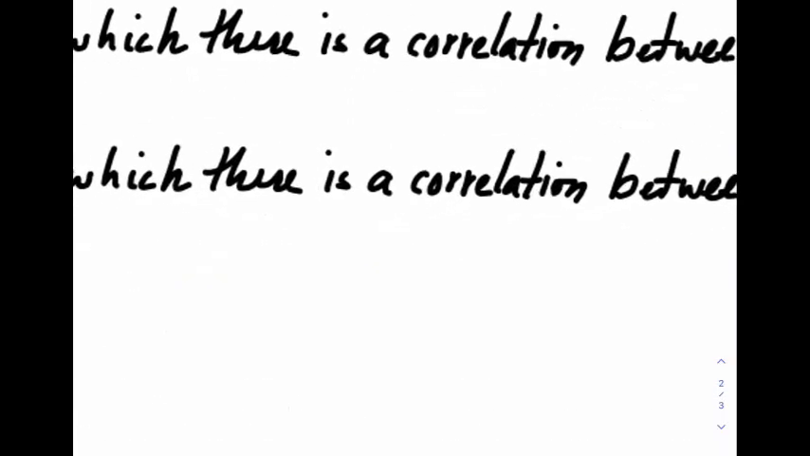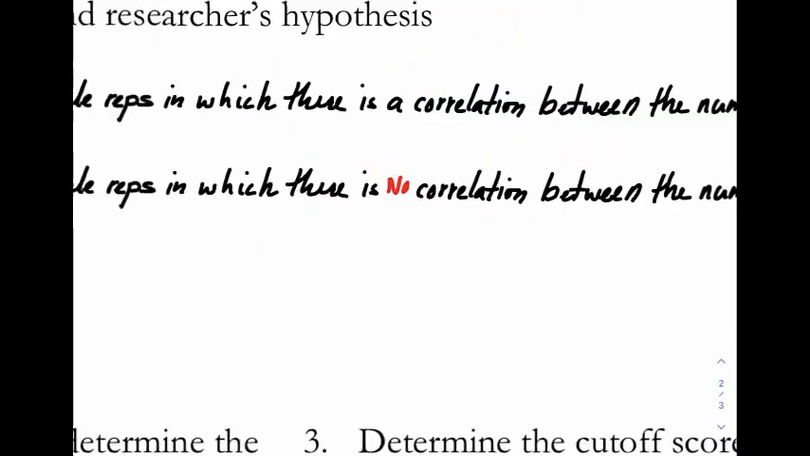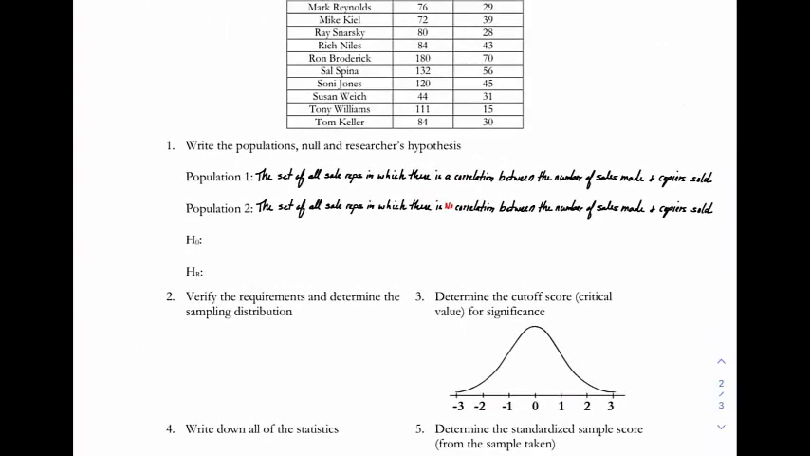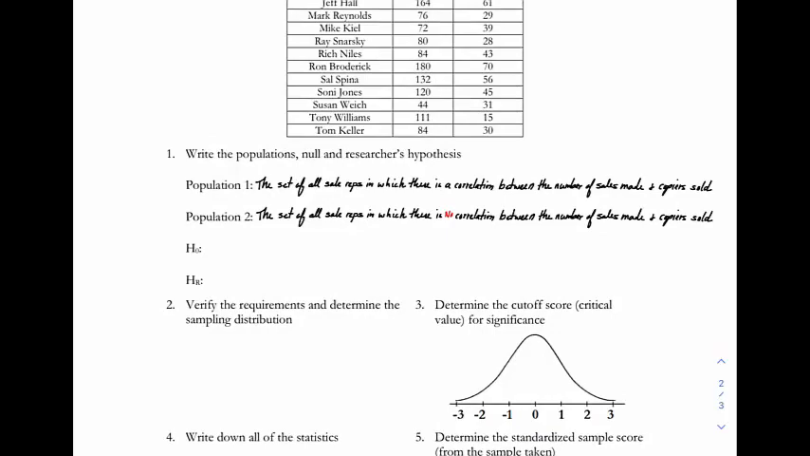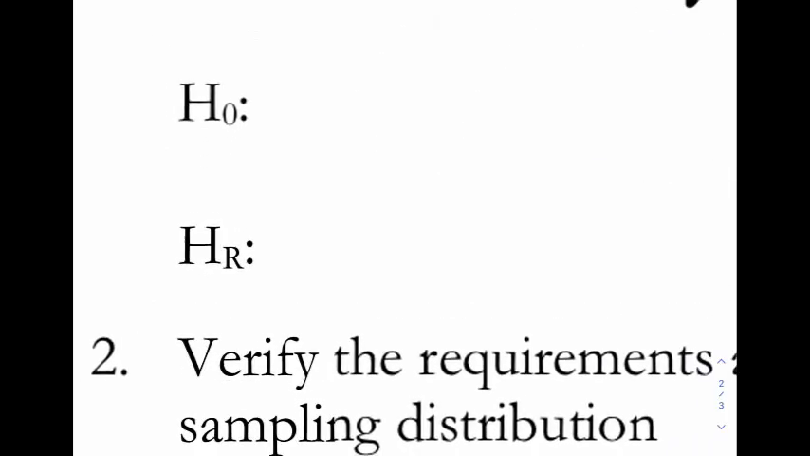versus population number 2, where we're going to change that just ever so slightly and say that there is no correlation, making those two very distinct in that slight change. It's pretty much black and white in that case.